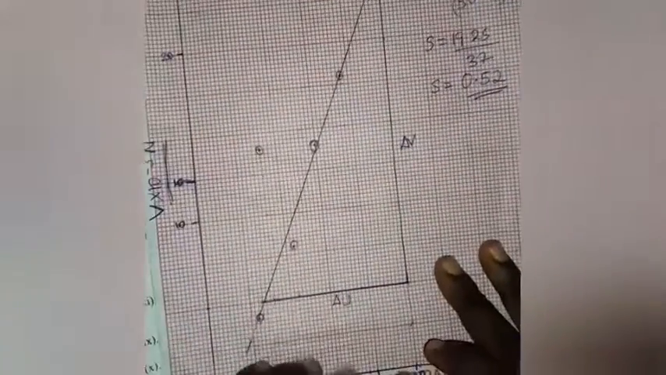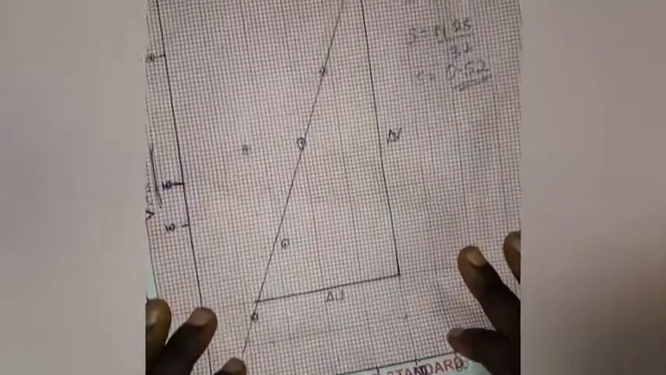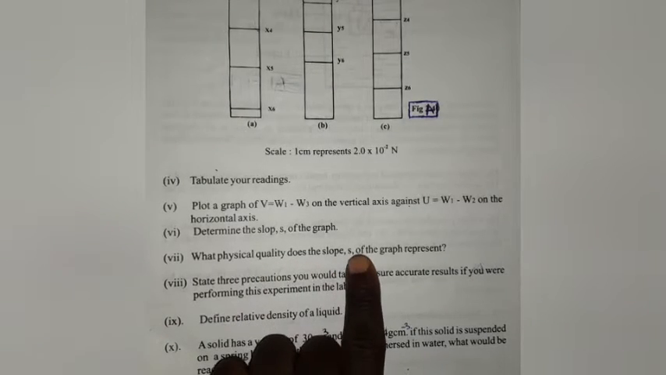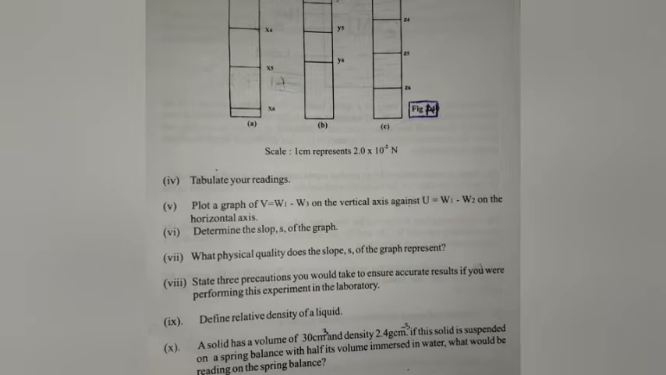So like I said earlier, the physical quantity the slope represents is the relative density of the liquid. Then we are also asked to state three precautions. You can state precautions such as: I will ensure that the object does not touch the bottom or sides of the beaker. So the mass should not touch the bottom or side of the beaker. That's one precaution. Two, I would ensure that the mass is cleaned before dipping it inside the liquid. Three, I would ensure that the zero error of the spring balance is noted, because if you are doing the experiment, you have to use the spring balance. So you ensure that the zero error is noted.